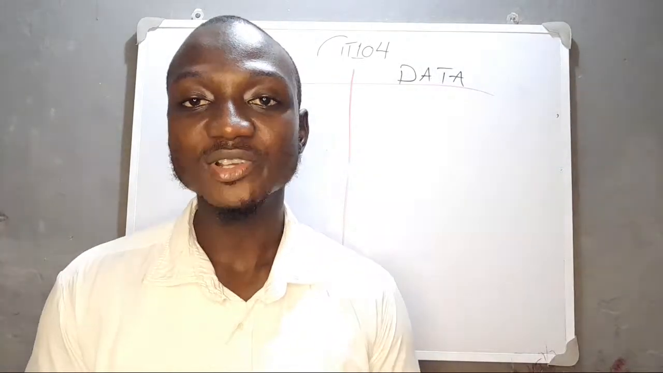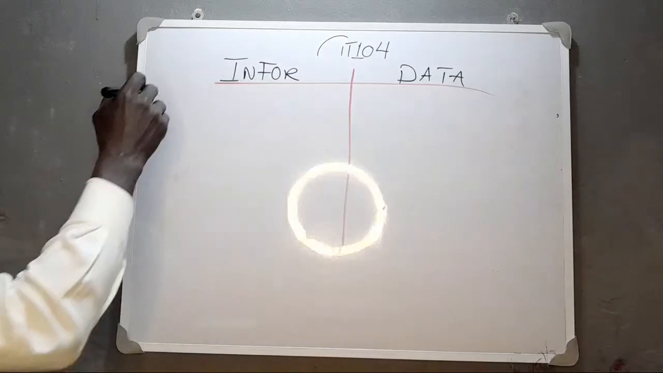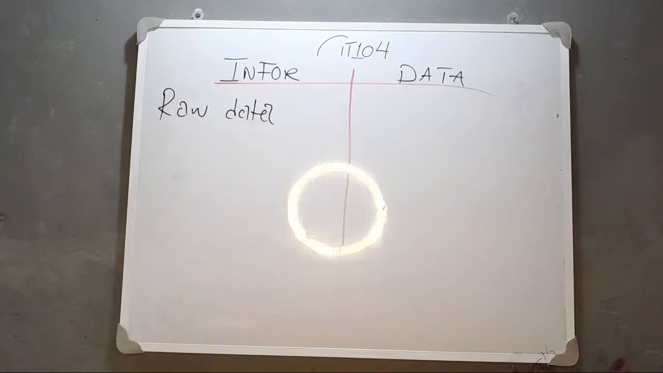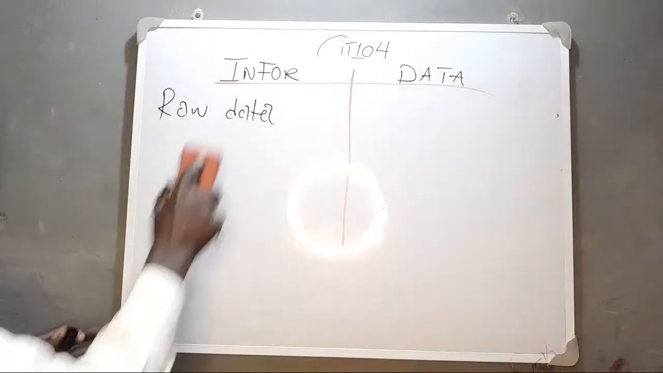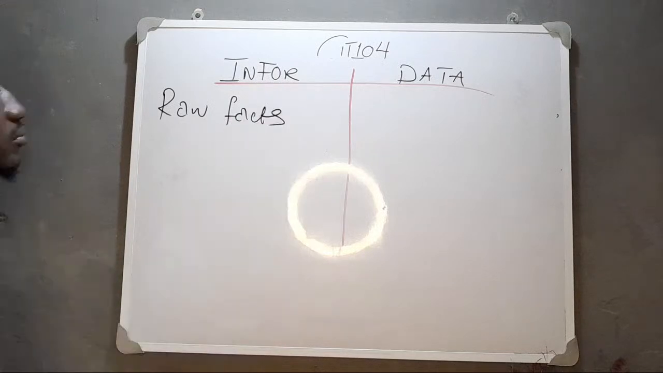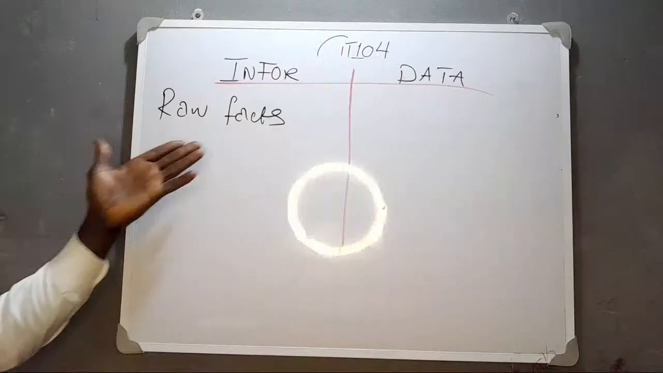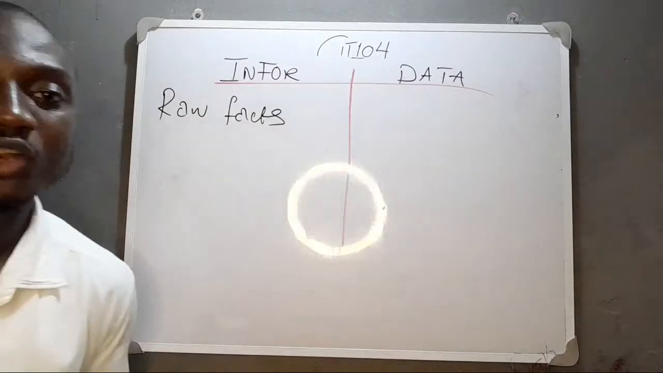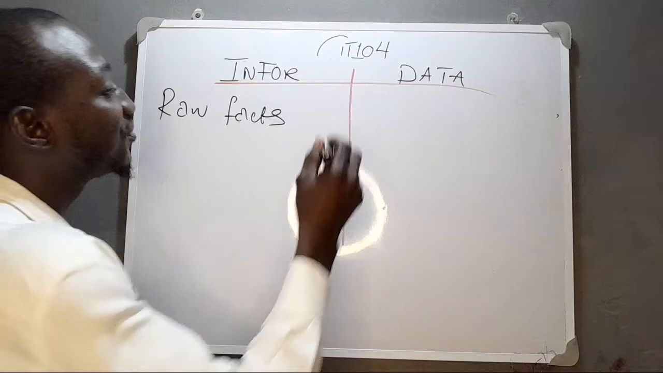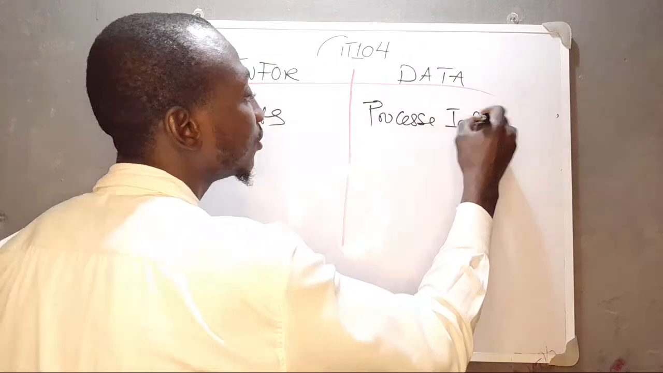Okay, now let me not waste much of our time. Information is raw data. Raw facts. Now, data is information processed. When these raw facts are processed, they become data. Processed information. And that's all.